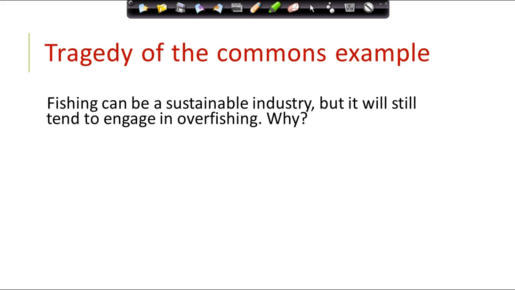here's an example of how the tragedy of the commons occurs. We know that fishing can be a sustainable industry because fish are not a non-renewable resource. Fish reproduce. So as long as you don't take too many fish from the ocean or the lakes or wherever, then the fish will replenish themselves, and there will always be a sufficient stock available to support an existing population of mouths who like to eat fish.